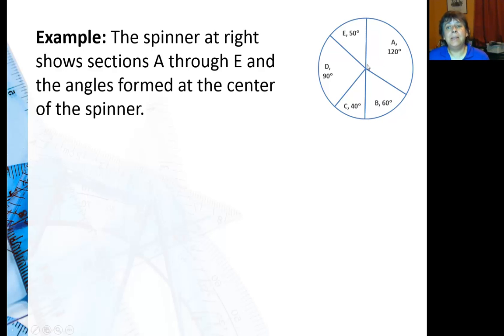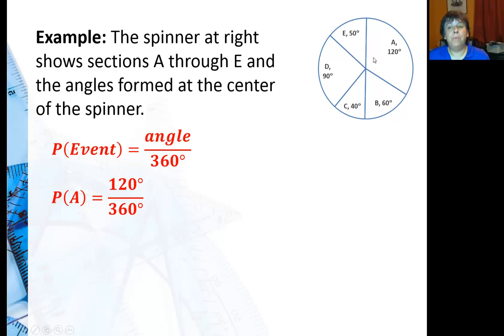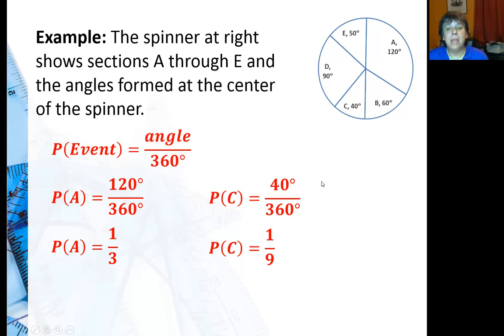In this example, I'm going to use a spinner and calculate some probabilities. And I'm going to use the angles instead of doing areas. So for the probability that I'll land in section A, the angle there is 120. The total is 360. So the probability is 120 over 360, which I can simplify to 1/3. Now the probability for section C, that angle is 40 degrees. The total is still 360, and that probability is 1/9.